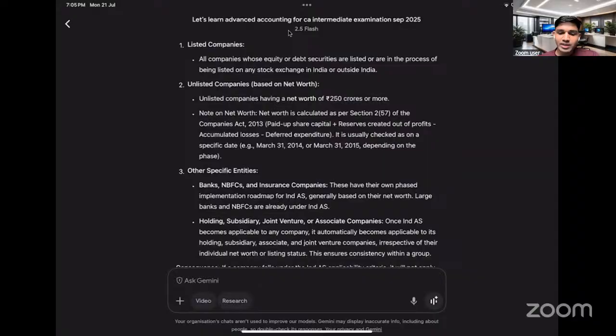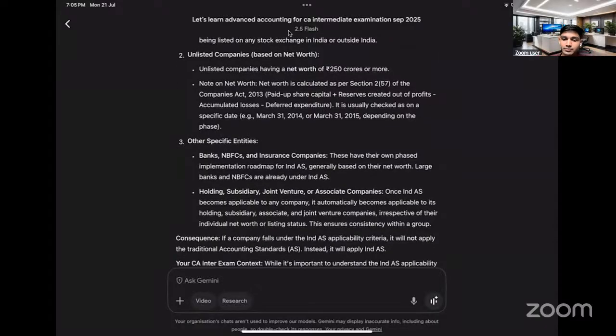Note on net worth. Net worth is calculated as per Section 2, Clause 57 of the Companies Act 2013: paid-up share capital plus reserves created out of profits, minus accumulated losses, minus deferred expenditure. It is usually checked as on a specific date, for example March 31, 2014 or March 31, 2015, depending on the phase.